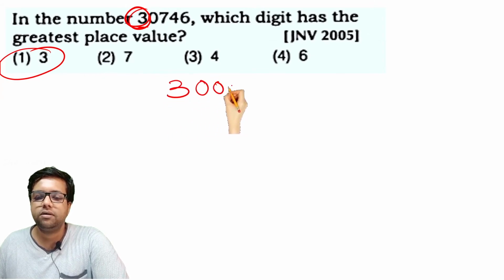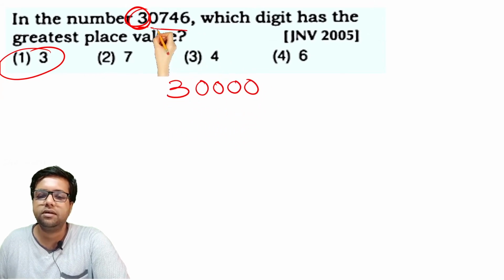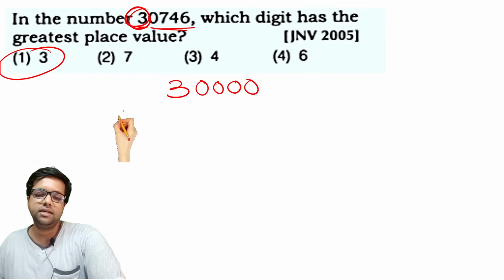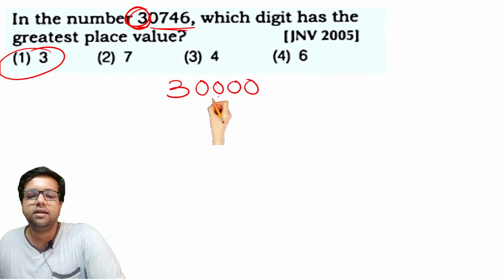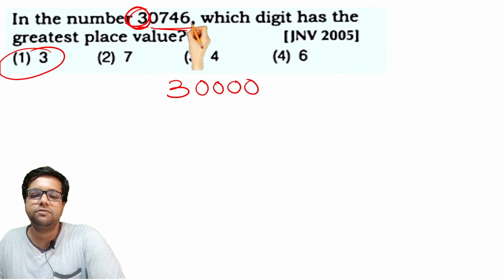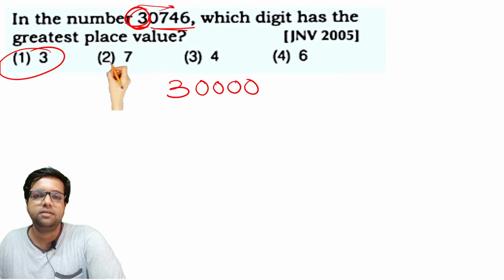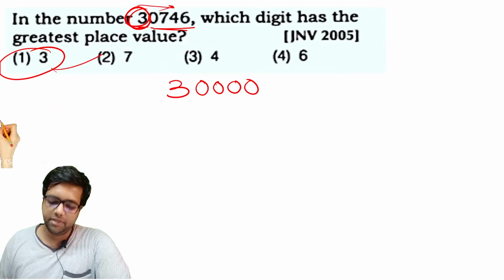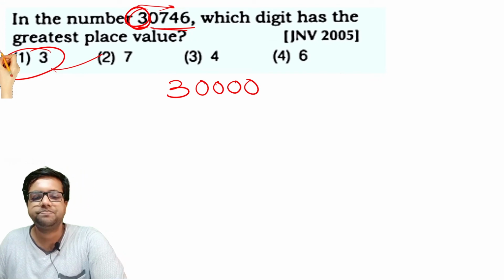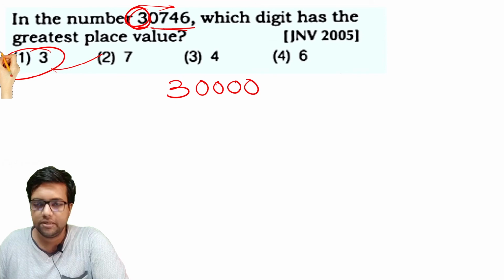3 followed by the number of zeros corresponding to the number of digits which are there on the right side, right? So, the first option would be the right answer for this question. The number 3 has the greatest place value. Okay.